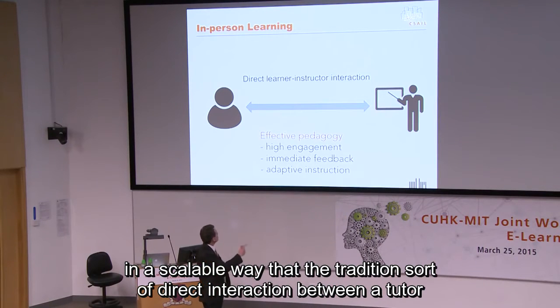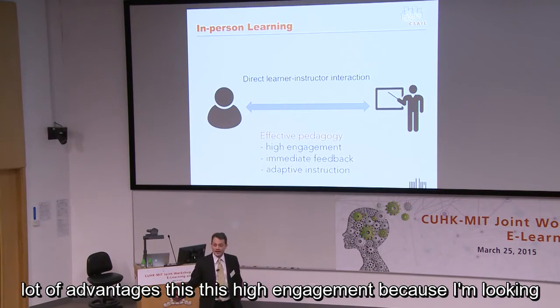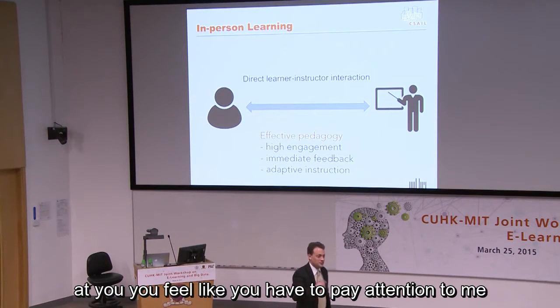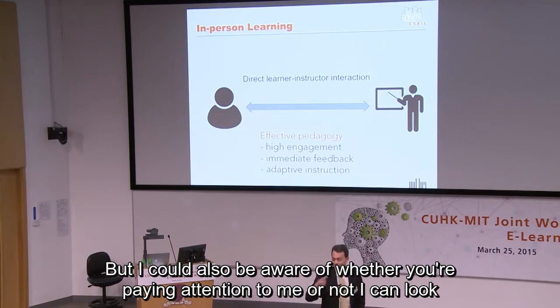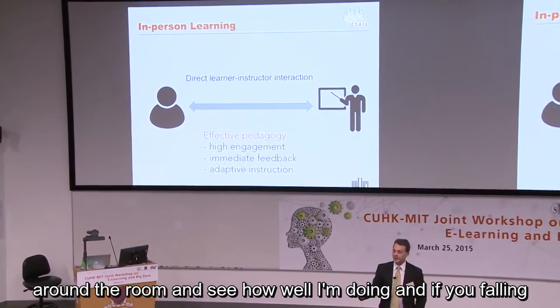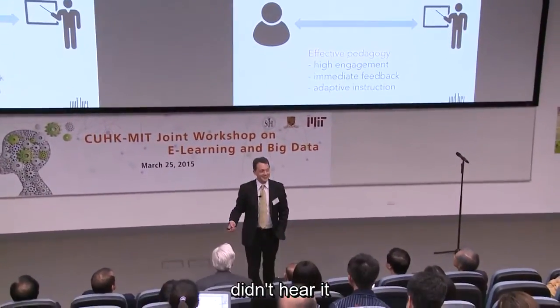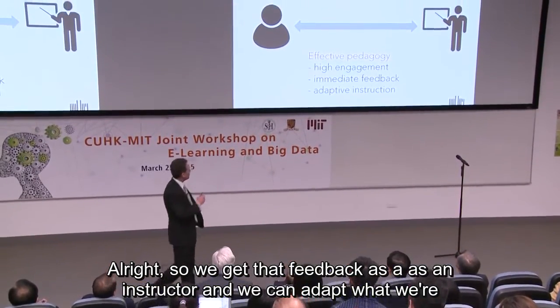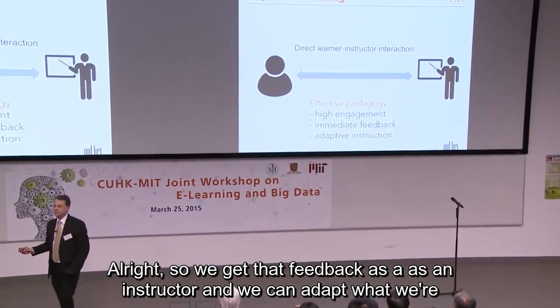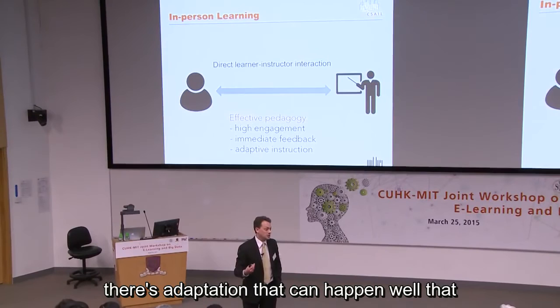That traditional direct interaction between a tutor and a student, or even between a lecturer and a group of students, has a lot of advantages. There's high engagement because I'm looking at you. You feel like you have to pay attention to me. I can also be aware of whether you're paying attention to me or not. I can look around the room and see how well I'm doing. And if you're falling asleep, I might become more animated. Or I might repeat what I said because you didn't hear it, right? So we get that feedback as an instructor, and we can adapt what we're doing. Even at lecture hall scale, there's adaptation that can happen.